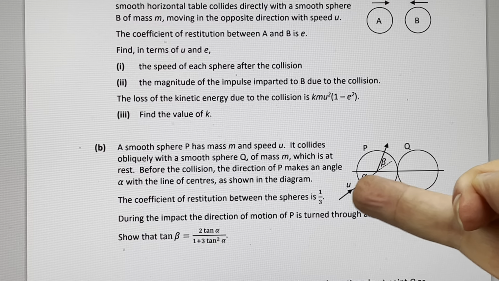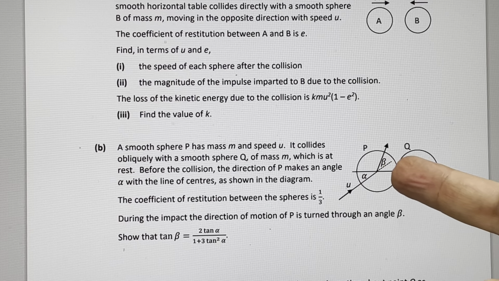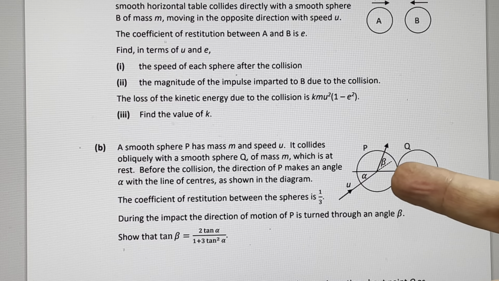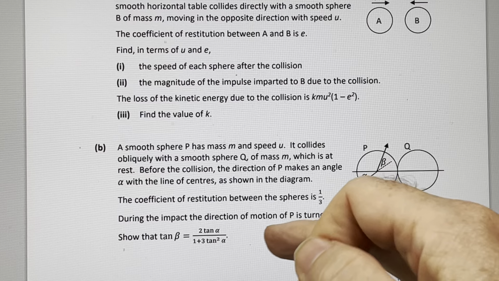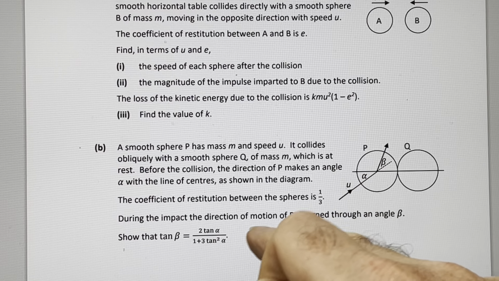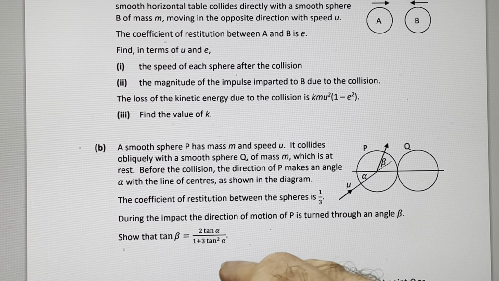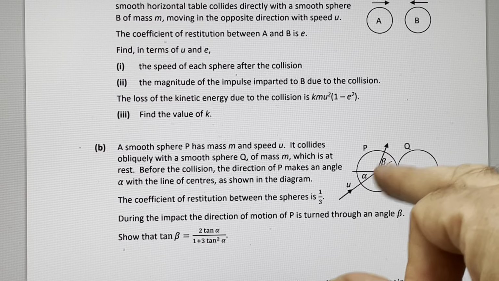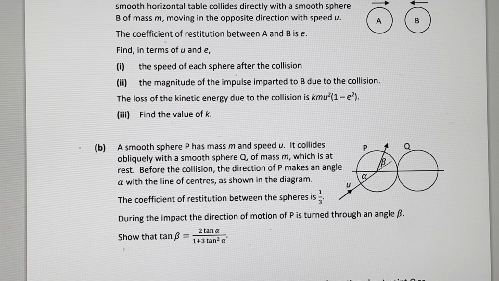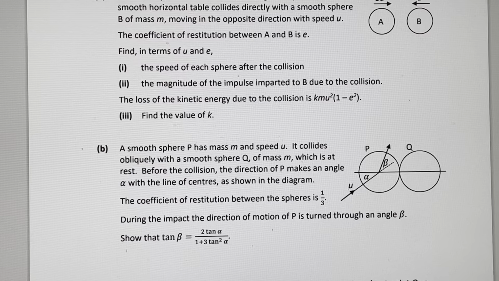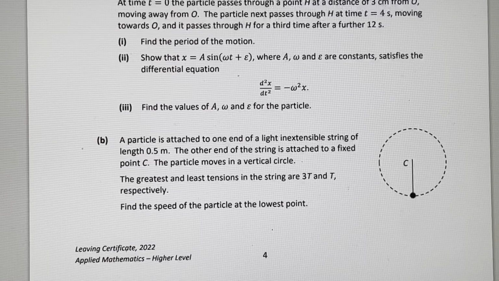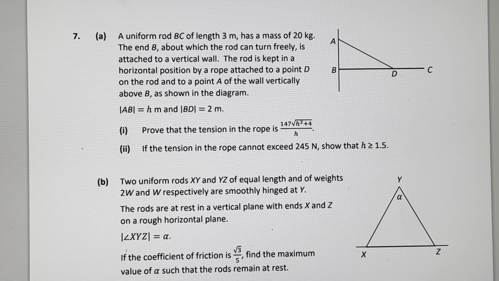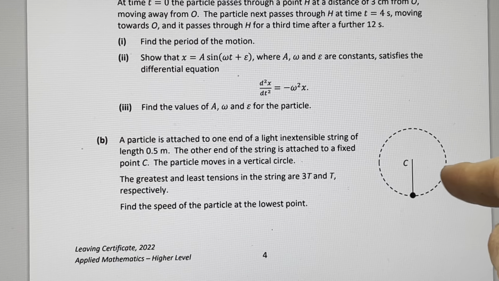So basically the angle before is alpha and the angle after is alpha plus beta. Okay, so probably have to use a few trig identities to resolve the alpha plus beta, but should be okay. Show the tan beta expression for that. Okay, that should be all right. All right, and let's see what came up for the... actually that one is very like the physics question that came up.